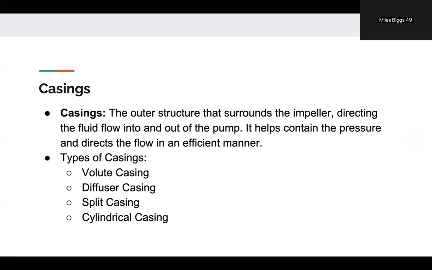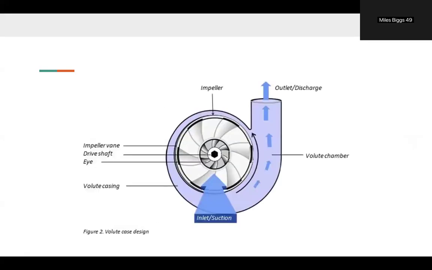You have a split casing, which features a two-piece design for easy access and maintenance, often used in large, high-capacity pumps. And then a cylindrical casing, which is a simple, more compact design, often used in smaller pumps with moderate capacities. So this is an example of a volute casing design. As you can see, where the fluid comes out through the impeller, it's smaller in area, and as it gradually reaches your outlet, it's a larger area.